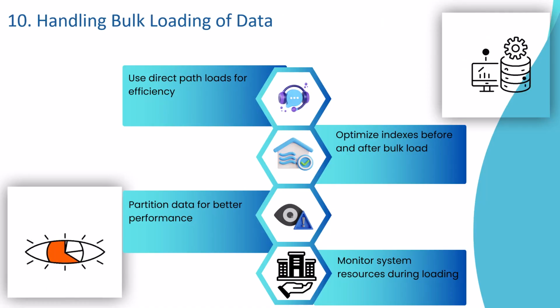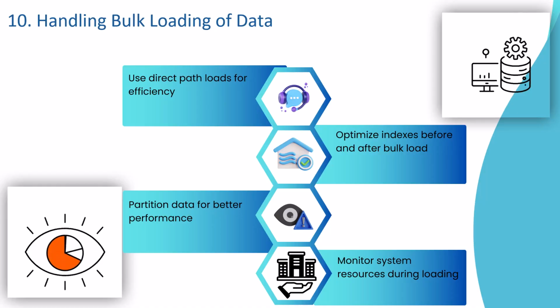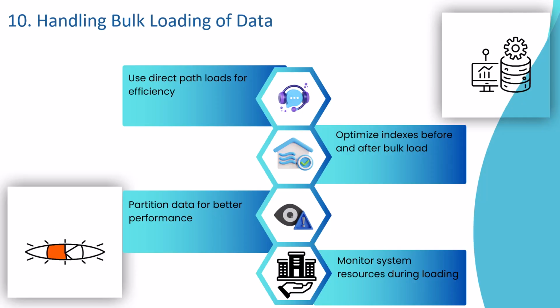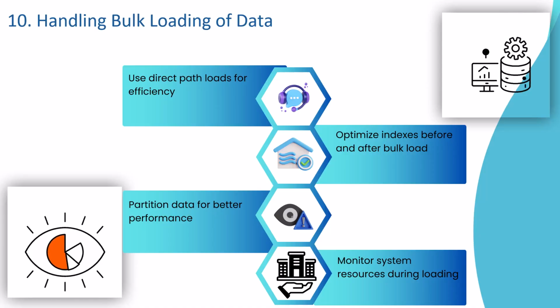Bulk loading data is like moving a couch up the stairs. You want the smoothest, fastest path. Direct path loads skip the middleman, making loading data significantly faster. Index optimization ensures the database doesn't trip over unnecessary overhead. Partitioning your data keeps things neat and improves retrieval. Lastly, always keep an eye on your system resources, because no one likes a database that suddenly decides to take a nap.